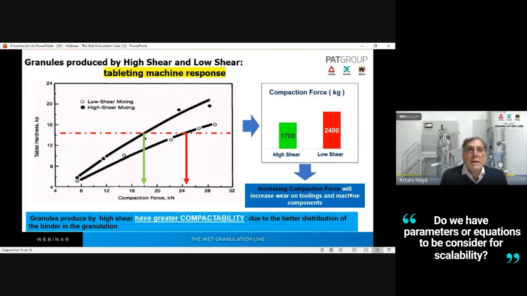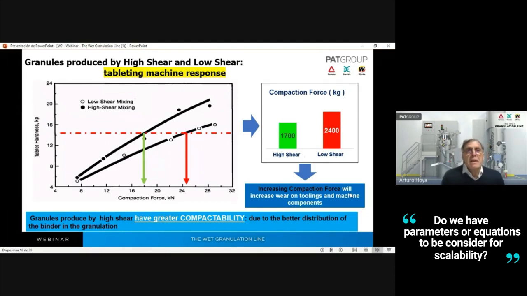Of course, the products are developed at a small scale, in very small equipment, and then scaled up to the big ones in the industrial plant. Yes, there exist many equations, many possibilities to do the scaling up. The typical equation is the tip speed constant.